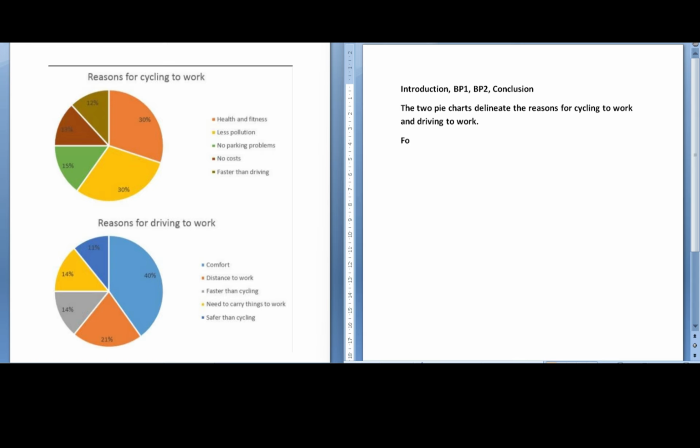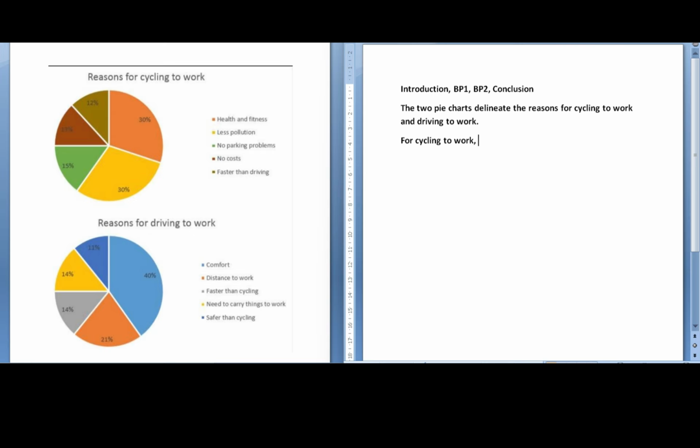For very simple, for cycling to work, okay, check out which one is the highest proportion: health and fitness and less pollution. These two are almost the same, 30%, 30%, right? And no parking problems is 15%, followed by 13% in no cost. And the last one is 12%, which is less than all, faster than driving.